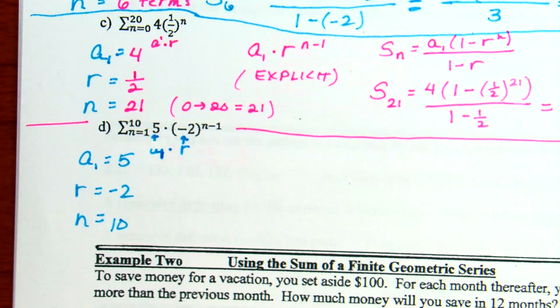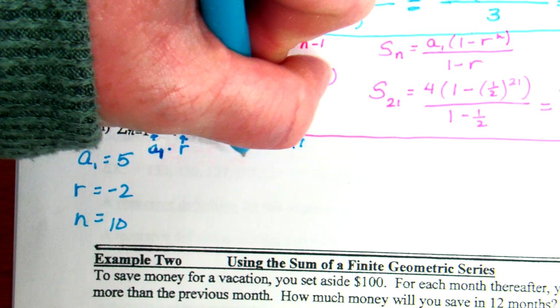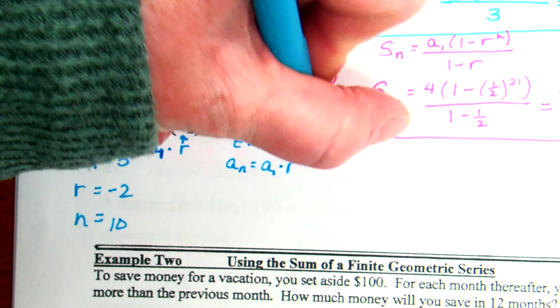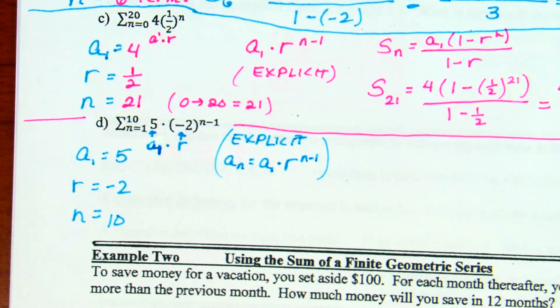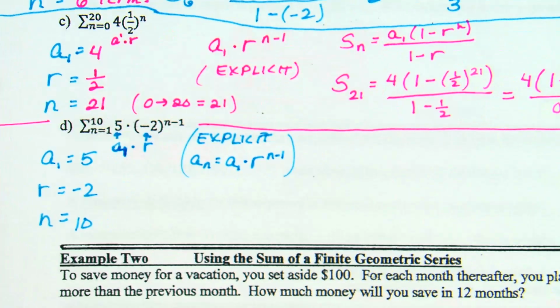And again, remember, that is based on the explicit formula of A of n equals A of 1 times R to the n minus 1. Okay. You ready? We'll see, for those of you that are working ahead, if you can get the right answer, if you can do this correctly on your calculators. Again, my formula, S of n equals A of 1 times 1 minus R to the n divided by 1 minus R.